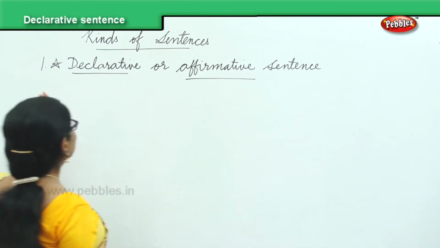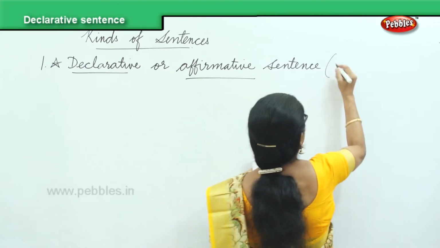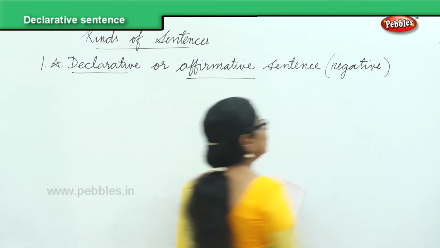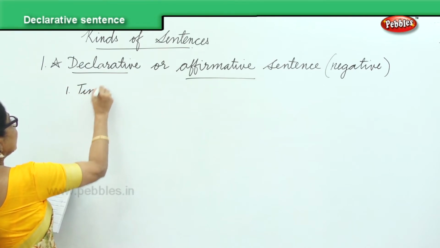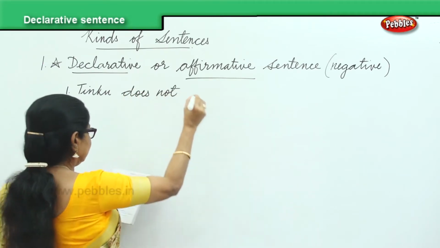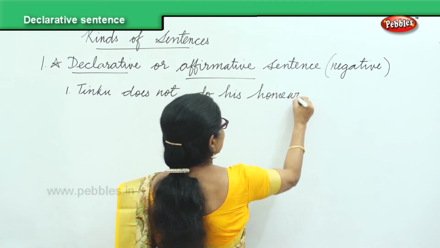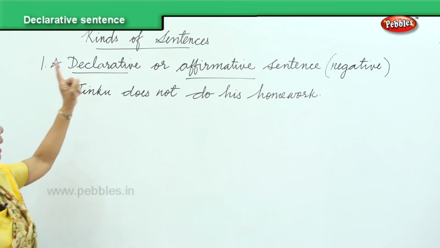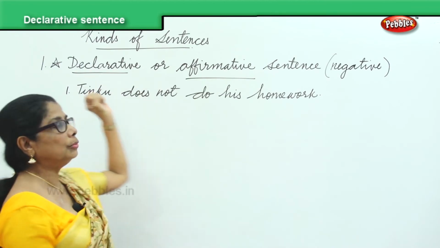Now, we will do declarative or affirmative negative sentences. What are we going to do? We are going to do negative sentences. So, it's all going to be negative. Now, let's look at it. First one, Tinku does not do his homework. Now, what does it declare? It says homework. He does not do. Now, I said declarative. They are declaring Tinku. Yeah, he doesn't do his homework. They are affirming Tinku doesn't do his homework.